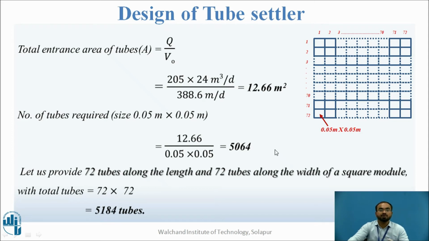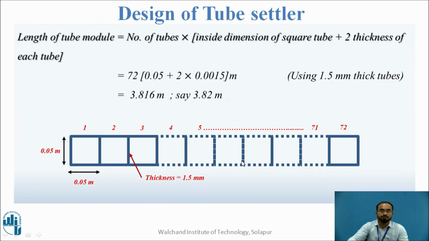Now as I have to provide it in square, I will provide 72 tubes aligning to each other along the length, and 72 tubes aligning to each other through the breadth. So here I have written 1, 2, 3, 4, in this sense the tubes have been arranged. So these are 72 tubes and these are 72 tubes, by which I will get 5184 tubes, which is slightly greater than the required tubes, that is 5064.